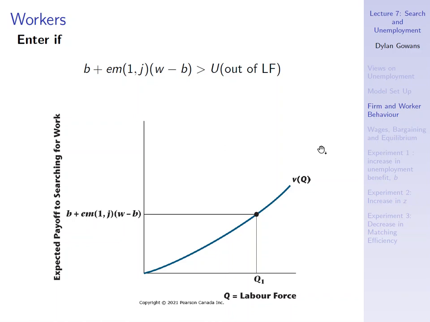And again, it's kind of intuitive, right? The higher is my expected payoff from searching, the more people we're going to expect to do it. The higher is the payoff to being in the labor force, the more people we're going to expect to be in the labor force, all else equal. The more people we expect to get a higher payoff for being in the labor force than being out of the labor force. And that's why we get this upward sloping curve called V of Q. So it takes the value of being in the labor force and gives us a value for Q, the labor force.